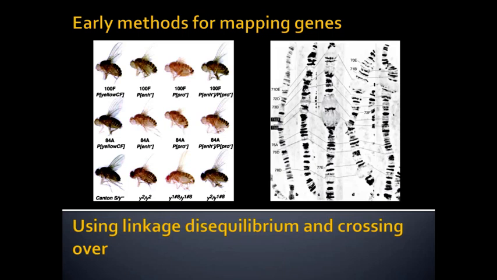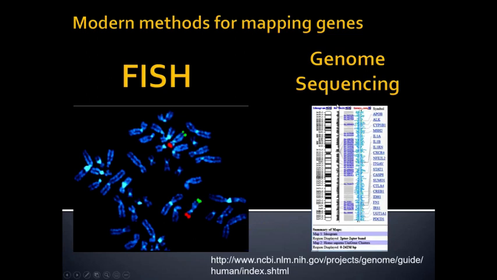We have now modern methods. So one of the more recent methods is FISH. Now FISH is an acronym. It stands for fluorescent in situ hybridization. And basically it's just a way to light up different targets in a microscope image. So here we have two different genes, one that has been tagged with a red label and one that's been tagged with a green one.